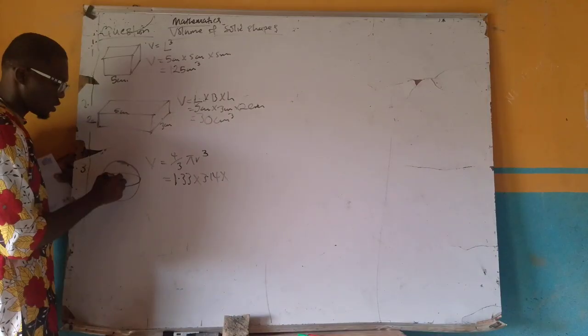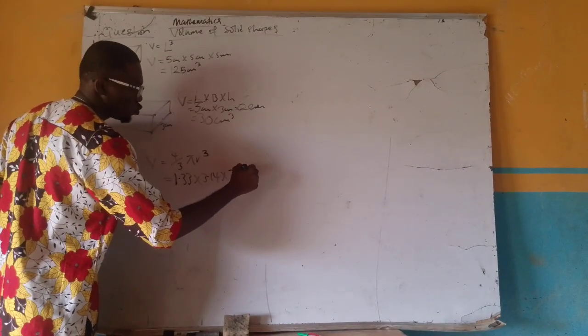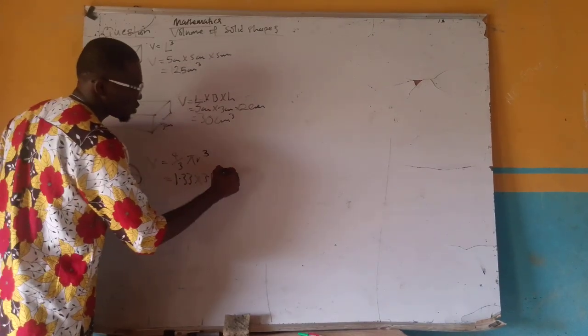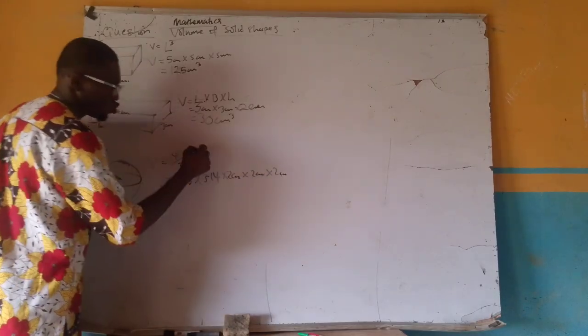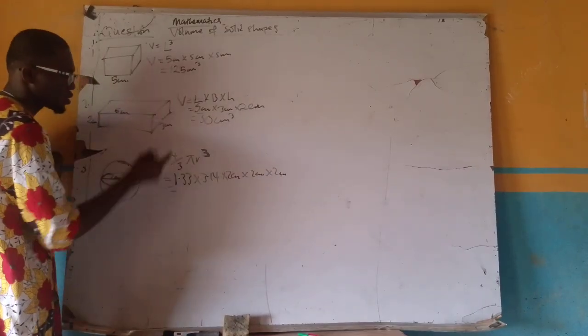That's from here to the center of the circle is 2 centimeters. So that's 2 centimeters cubed. That means 2 centimeters times 2 centimeters times 2 centimeters. Remember, cube means 3 times: 1, 2, 3. So let's multiply all this.